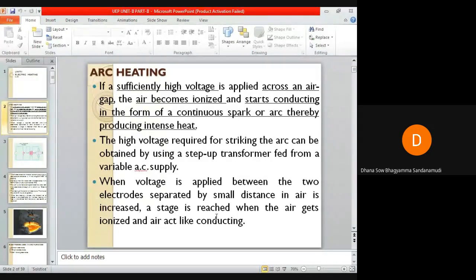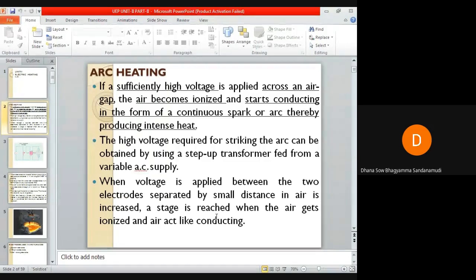Okay, arc heating. Whenever high voltage is applied between two electrodes which are separated from each other with some air gap, when sufficiently high voltage is applied, the air becomes ionized and will start to conduct in the form of a continuous spark or arc, thereby producing intense heat.